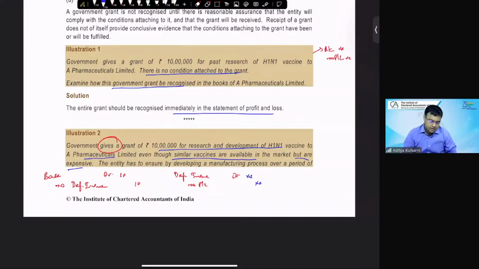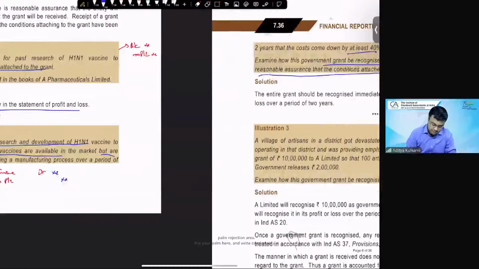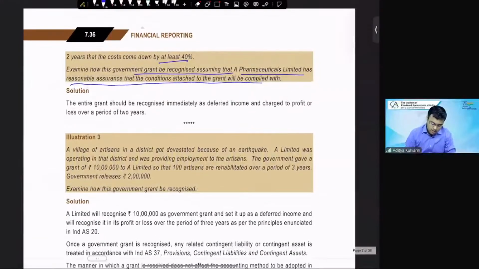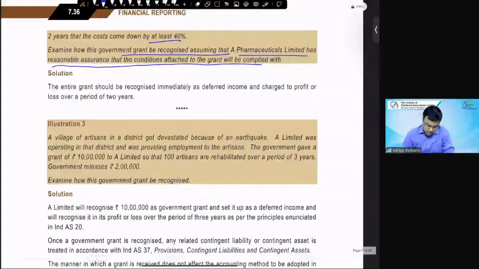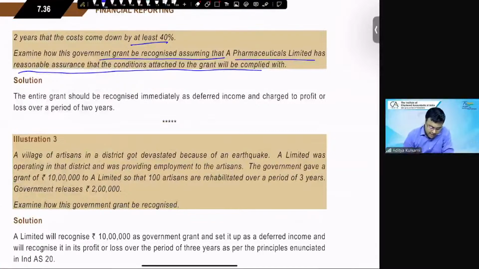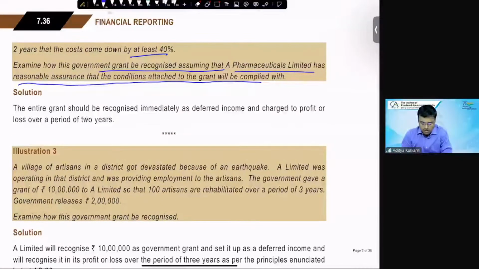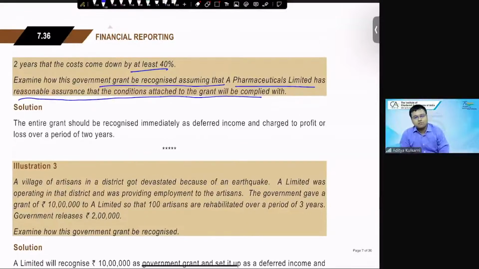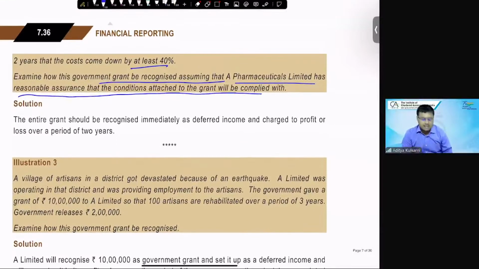Is it okay? Yes. So illustration 1, illustration 2. Okay. Now, illustration 3. A village of artisans. Artisans means people who have skill or who are artists. Okay. Got devastated because of an earthquake. Earthquake has already happened. A Limited was operating in that district and was providing employment to the artisans.